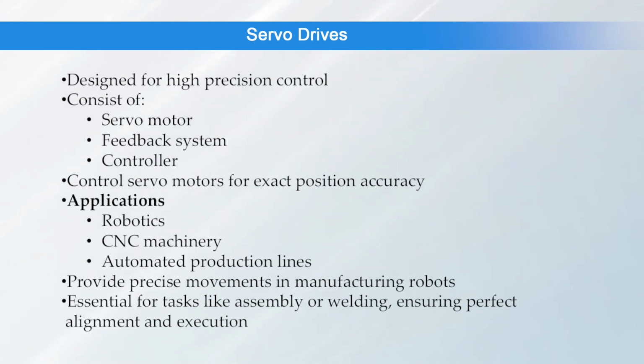Next we have servo drives. These are designed for the highest degree of precision control. They consist of a servo motor, a feedback system and a controller. Servo drives control servo motors which are used when exact position is crucial. These drives are commonly found in applications requiring precise motion control such as robotics, CNC and automated production lines. In a manufacturing robot, servo drives help achieve precise movements essential for tasks like assembly or welding, ensuring each component is perfectly aligned and executed.